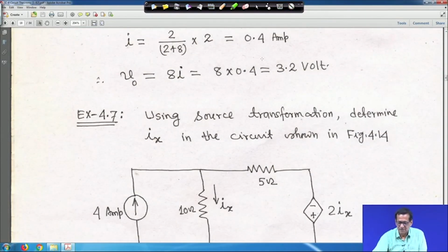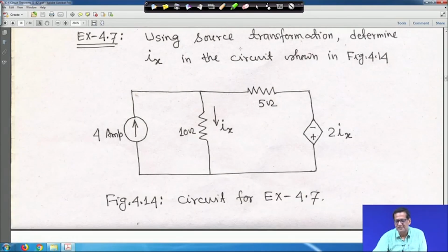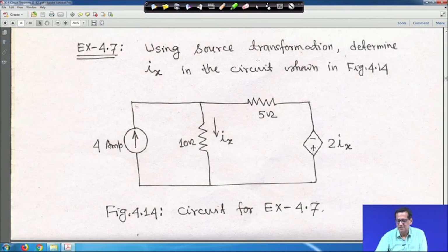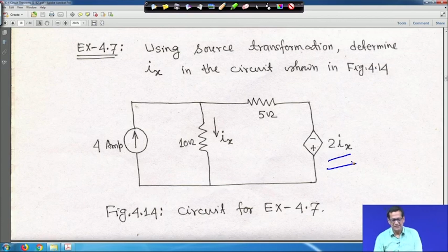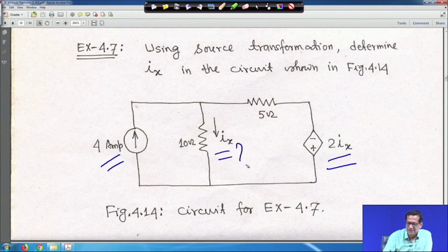So, now using source transformation, determine Ix in the circuit shown in this figure, topic 4. One dependent voltage source is there, and this is your 4 ampere independent current source, and you have to find out what is Ix. Now, the question is that this dependent voltage source and this 5 ohm are in series.